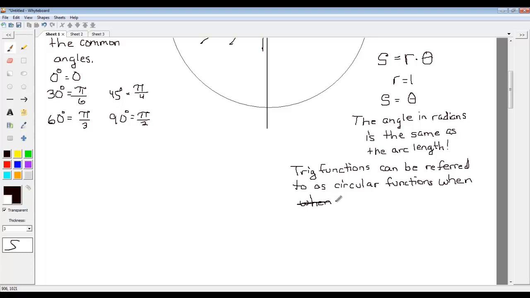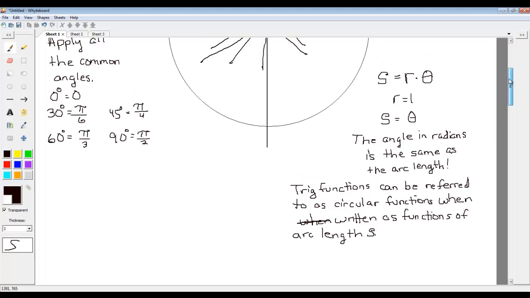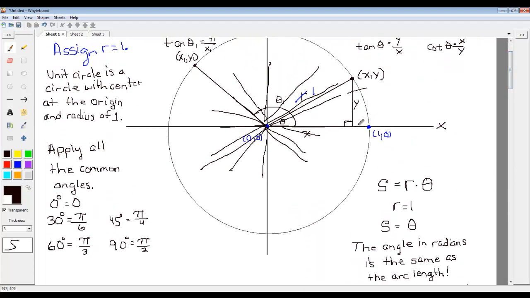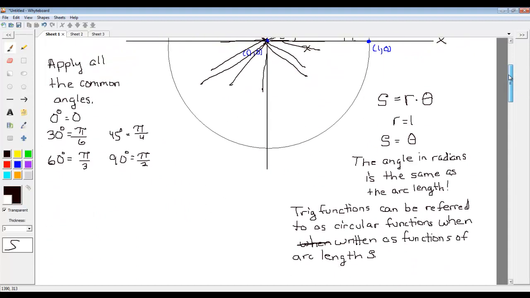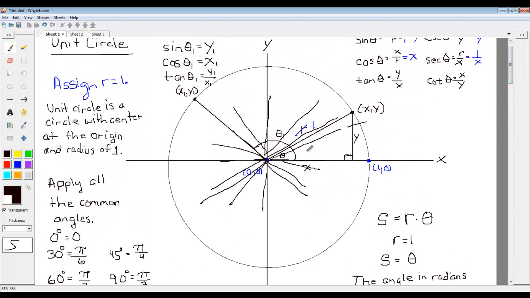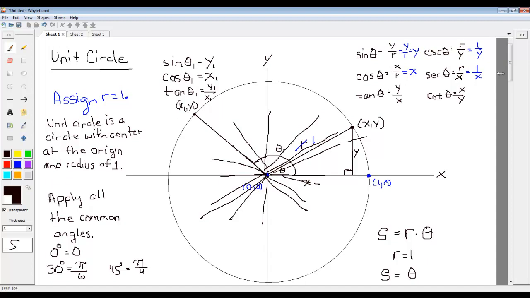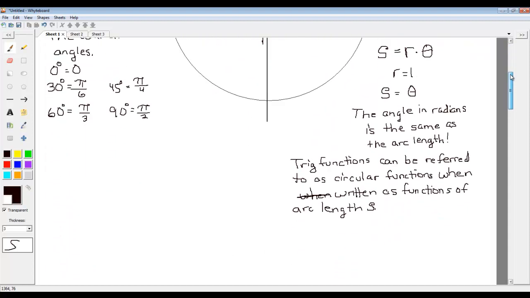So when written as functions of arc length s, which is a real number, instead of talking about theta, we can talk about arc length. Well, if arc length and theta are the same, then whatever the sine, cosine, and tangent are for theta, it's going to be the sine, cosine, tangent, etc. for arc length.